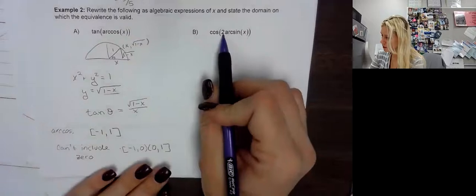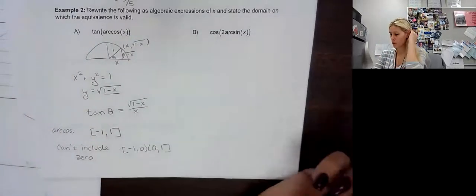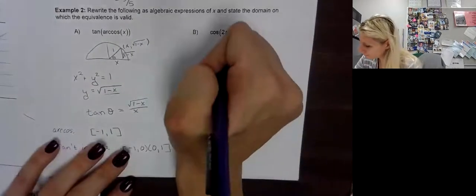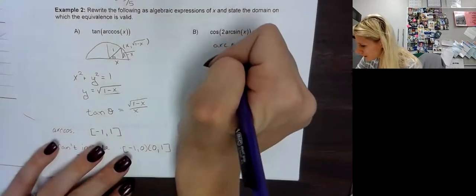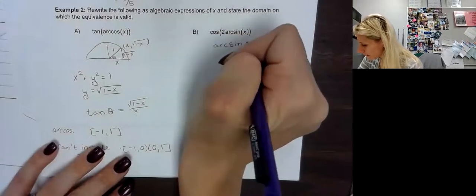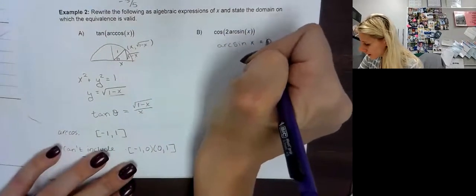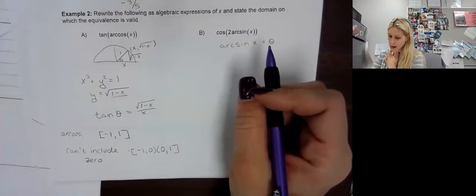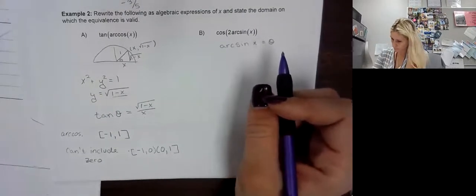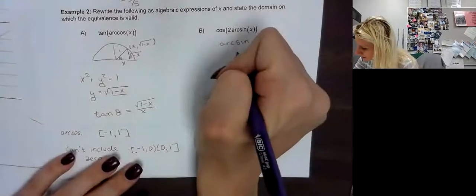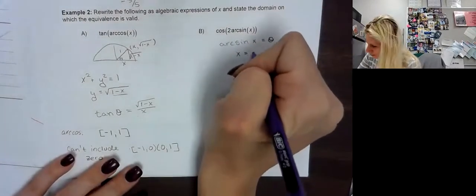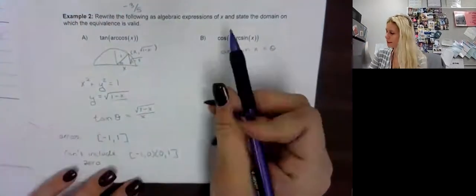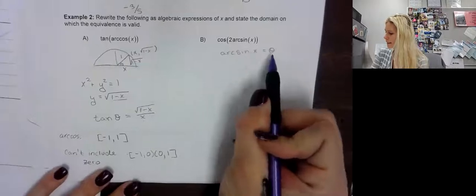All right, let's check our other one here. We have cosine of 2 arc sine of x. Let's keep in mind that arc sine of x is some theta. So arc sine x equals theta. Actually, let's keep it as arc sine x equals theta.